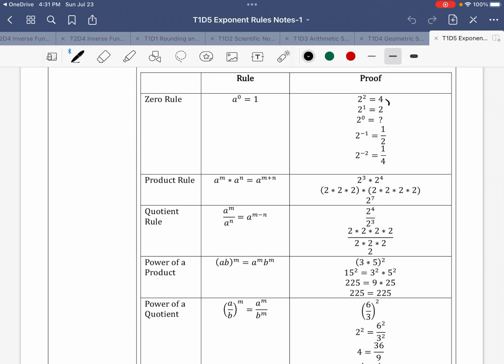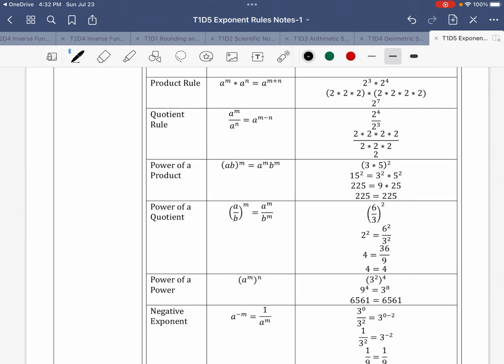And what you'll see is this pattern, right? Divide by 2, divide by 2, divide by 2, and divide by 2. So in order for that pattern to continue, 2 divided by 2 has to equal 1. All right, so anything to the 0th power always equals 1.